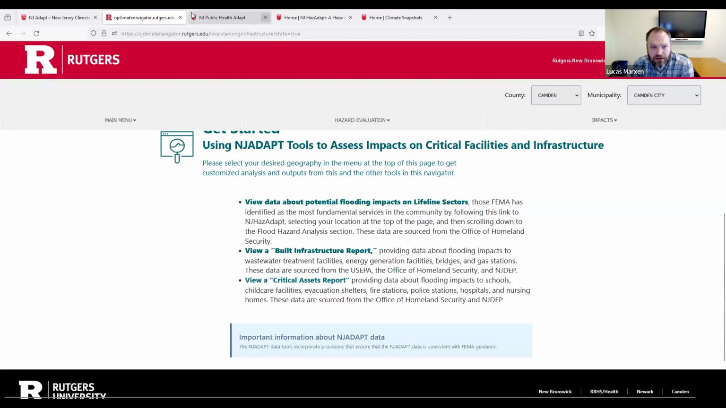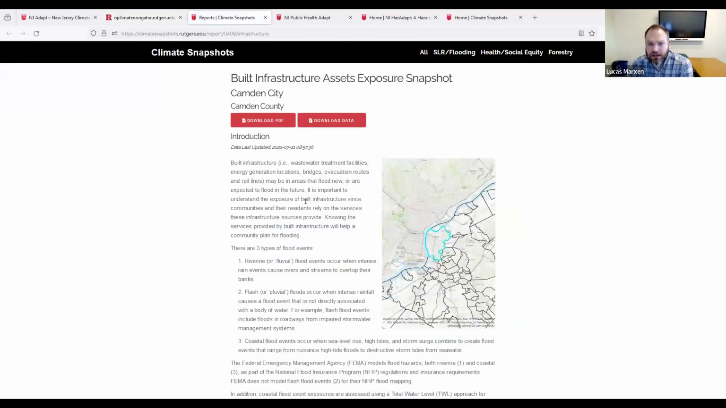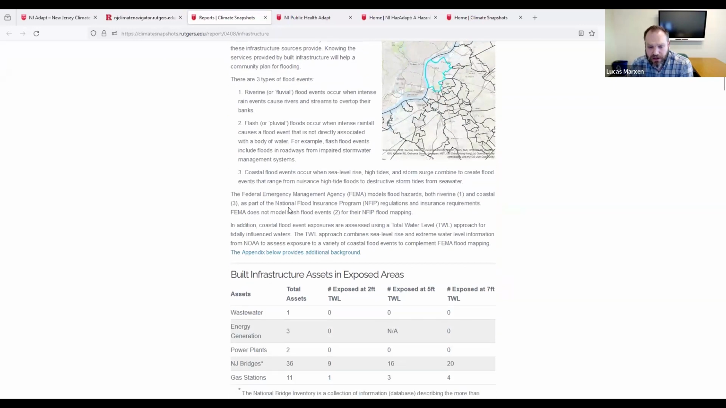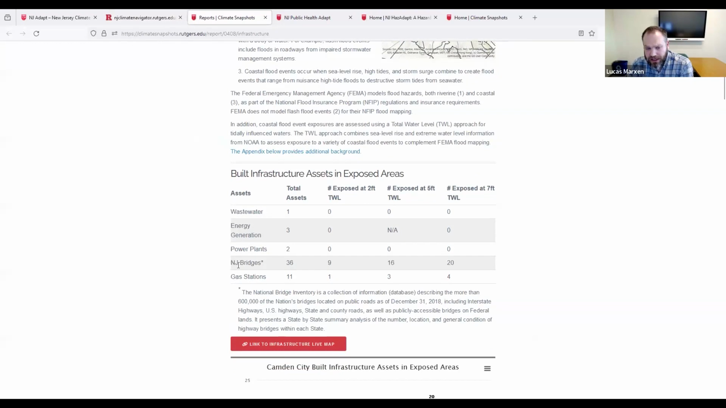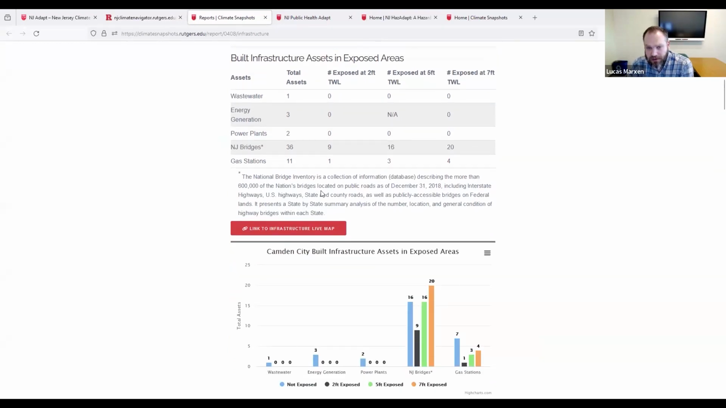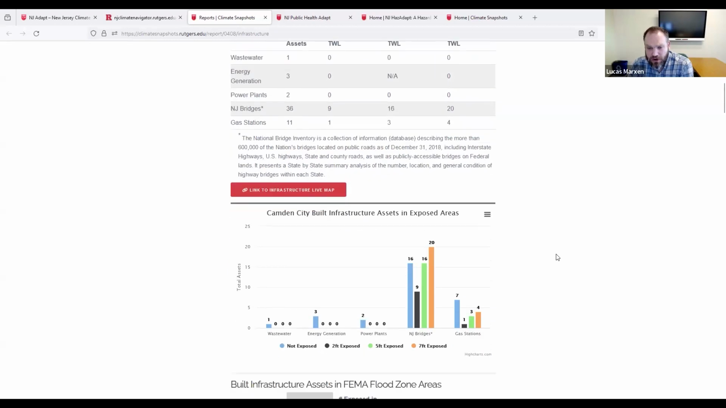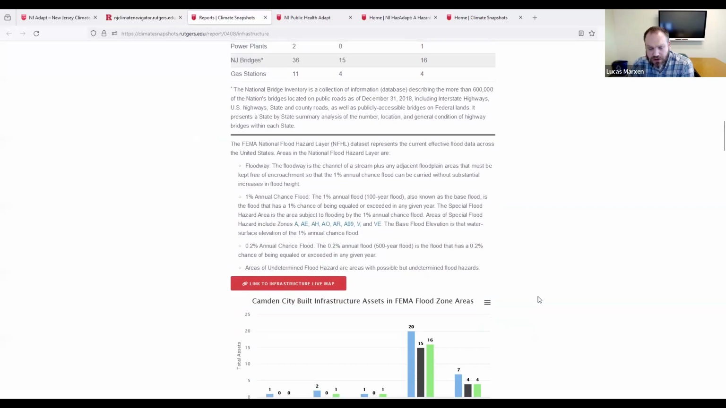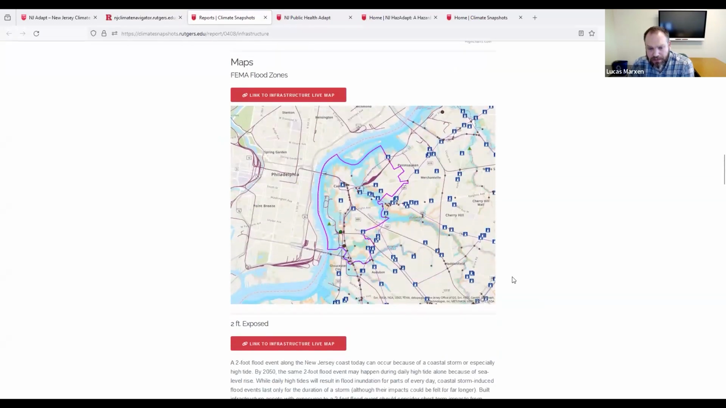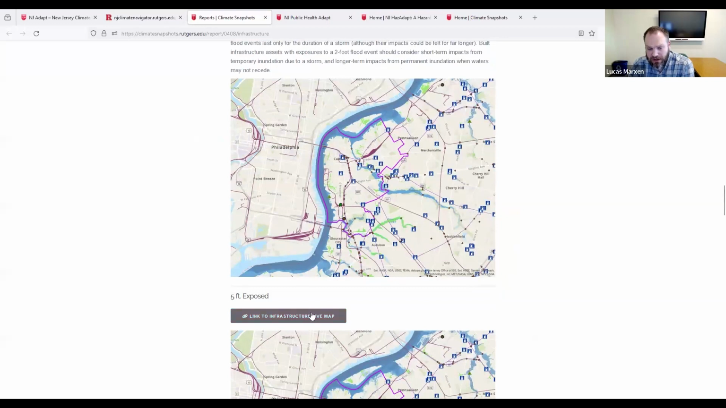The next data element in this section is our built infrastructure report. This again takes you out to our climate snapshots and specifically the built infrastructure report for your town, which looks at facilities such as wastewater treatment facilities, energy generation facilities, power plants, bridges and gas stations, and again provides information about their exposure at different levels of coastal flooding, as well as the inland FEMA flood zones. And so you can see which ones of those are impacted. We also provide maps showing those embedded here as well, again, with links to go back out to NJ Flood Mapper for the more interactive view if you would like.